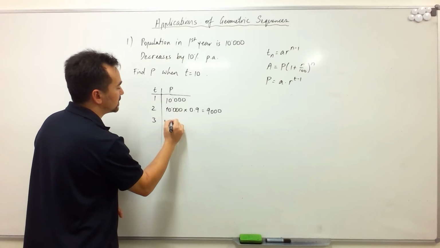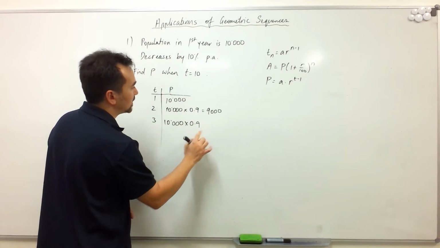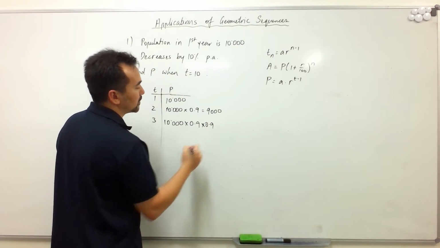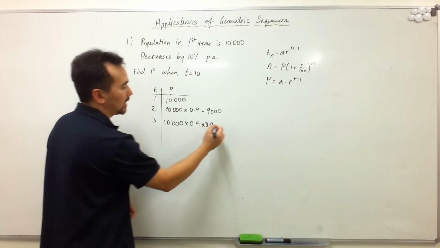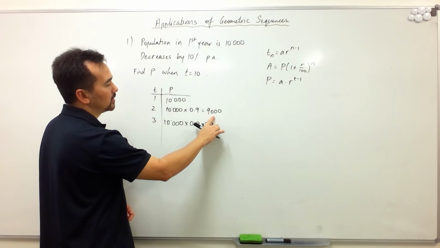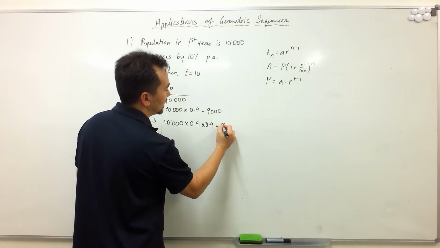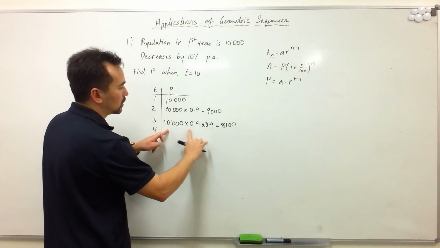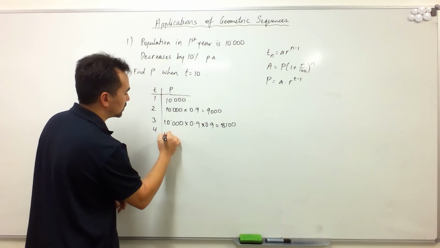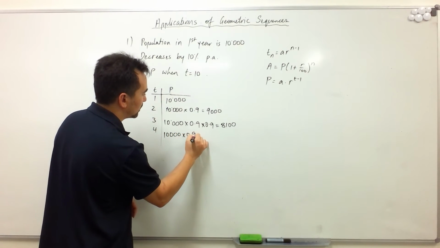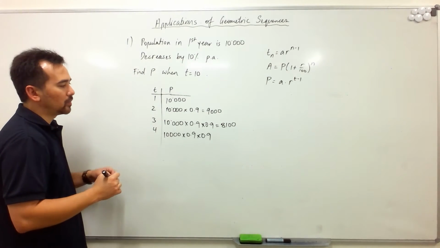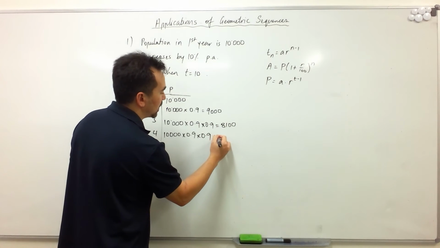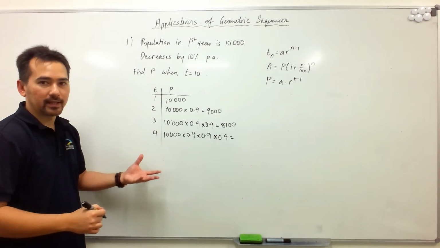All right, so now my population is 9,000. If I take off another 10%, I'm basically taking that 9,000 and taking 10% off again, I'm going to times it by another 0.9. And so when I take off 900 from 9,000, I get 8,100. Okay, so in the fourth year, I can copy that and paste it, because that's my 8,100. And if I want to know what the population is in the fourth year, then I need to times 8,100 by 0.9, and that'll give me the answer.